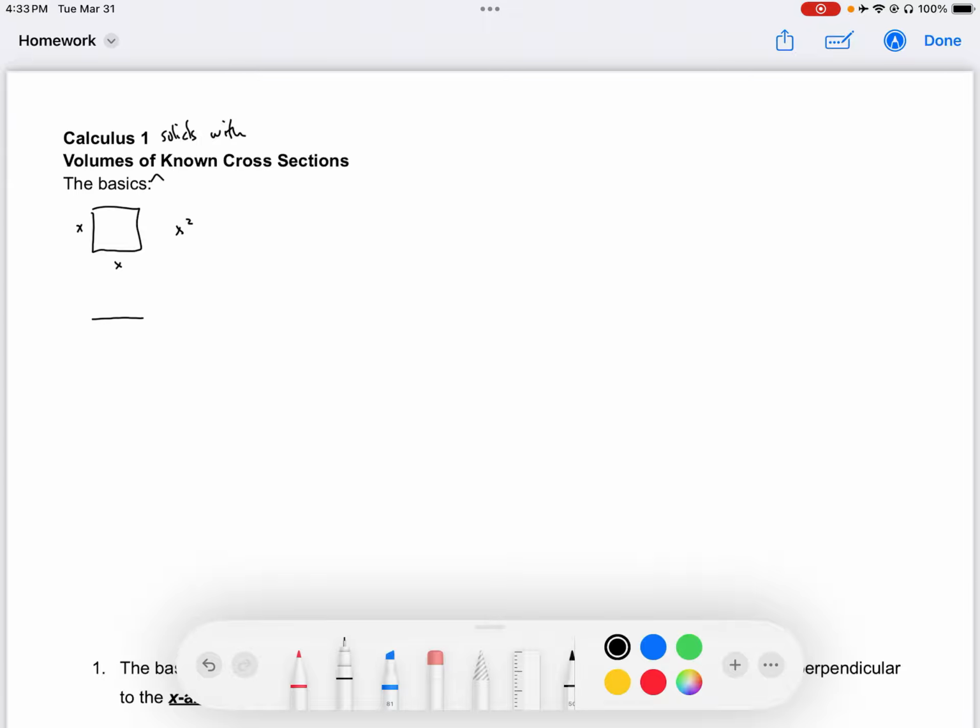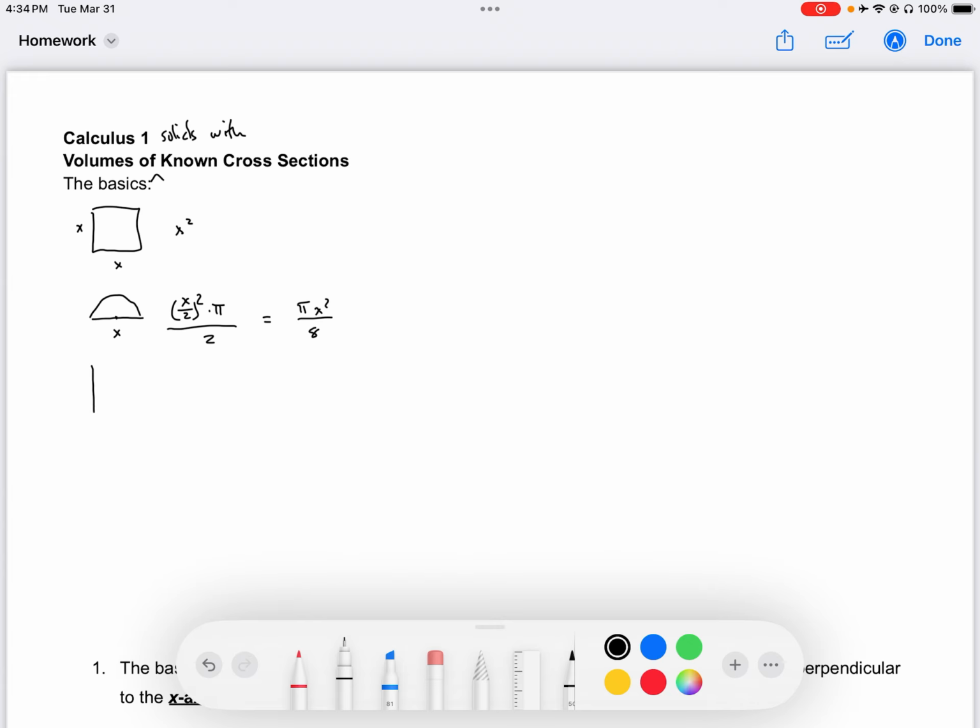We also need to know how to find the area of a semicircle. Maybe this is x, so therefore the radius would be x over 2. So this would be x over 2 squared times pi, right? That's pi r squared. But we'd also have to divide it by 2 because it's a semicircle. So this would end up being pi times x squared over 8. No need to memorize that, but we know how to find the area of a semicircle.